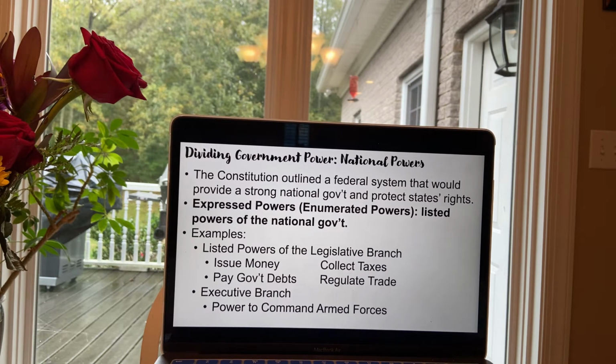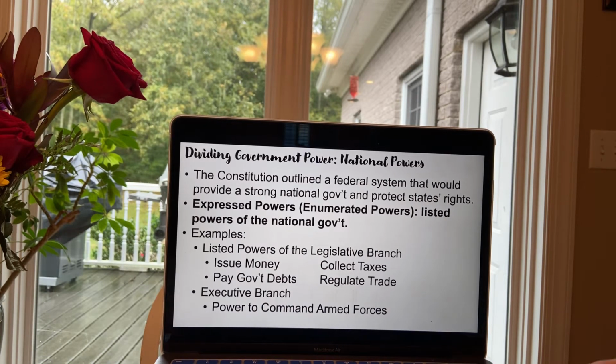Now we're going to be talking about different powers. The first one is express powers, or we call them sometimes the enumerated powers. To enumerate means to list. So these are the powers that have been listed for the federal government in the Constitution. Some examples include, for the legislative branch, the power to issue money, to pay government debt, to collect taxes, and to regulate trade. The executive branch, for example, has the power to command the armed forces. Those are listed in the Constitution.